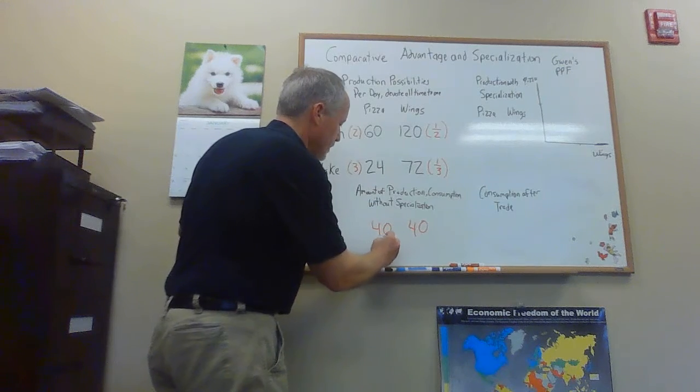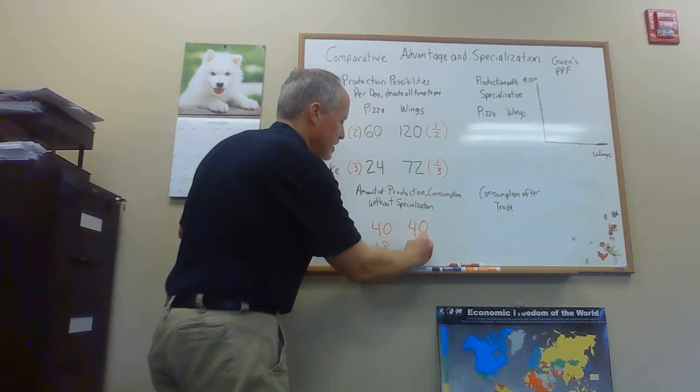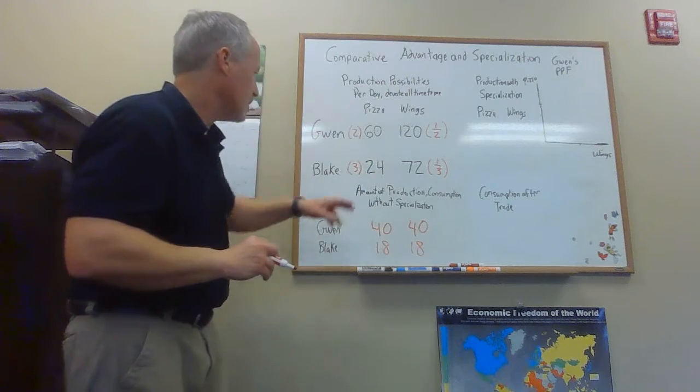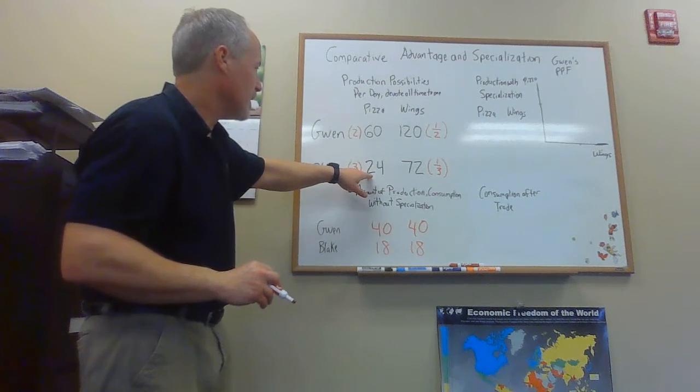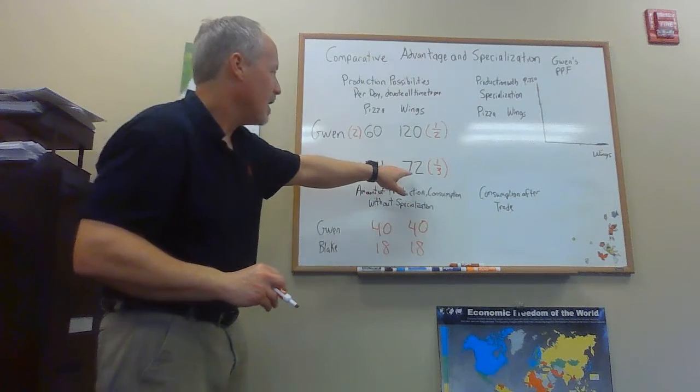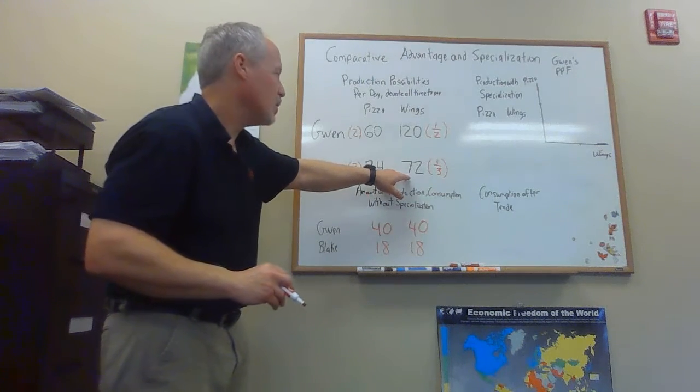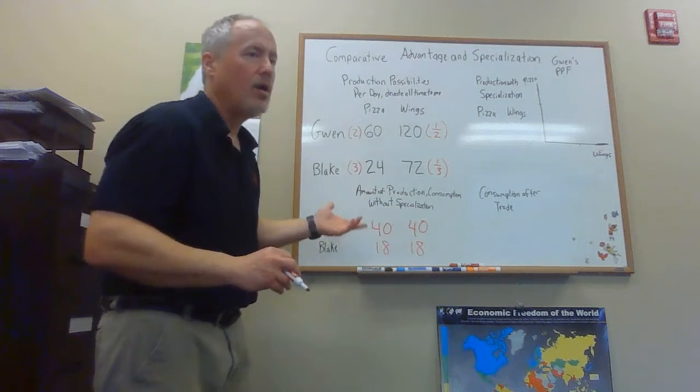And Blake could have 18 and 18. Let me just say 18 to 18, because Blake would have to take 3/4 of his day to make 18 pizzas, and then he's got 1/4 of his day left, and 1/4 of 72 is 18.